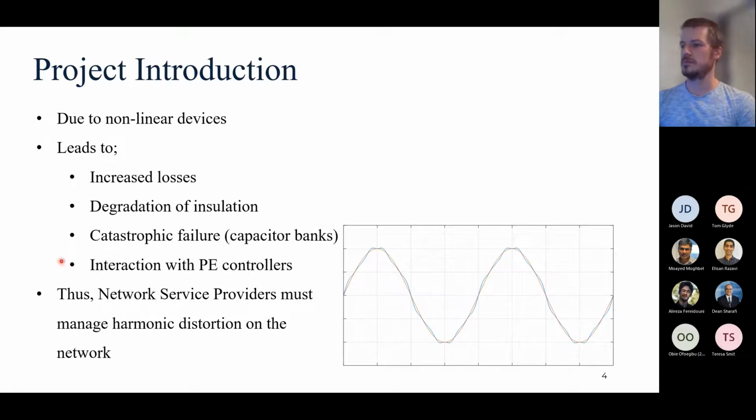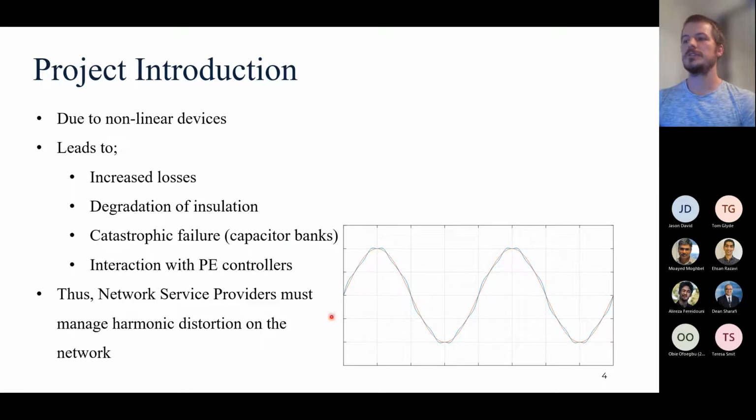And interaction with power electronic controllers. Now that is kind of edging onto the transient impacts. You might have heard the phrase harmonic instability, but it is still very, very real, and it is still something that certainly needs to be managed appropriately. But I suppose it's something that is becoming more and more visible because of the discussions that are now being had.